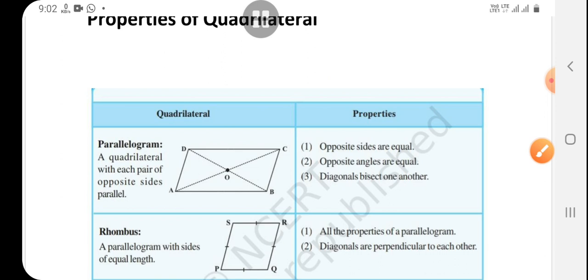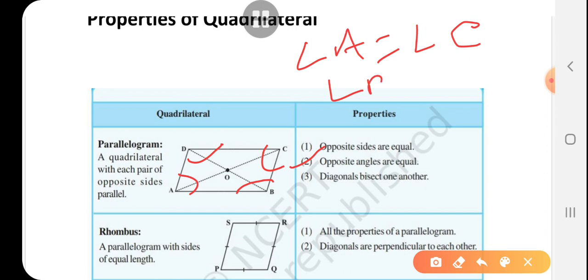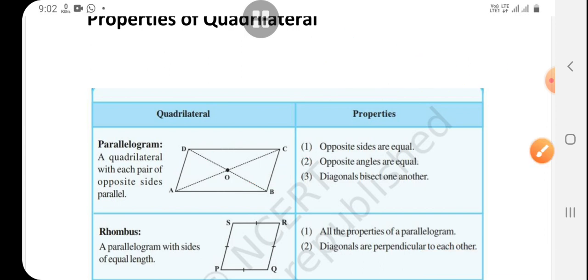The second is opposite angles are equal, as the opposite of angle A will be angle C. So angle A is equal to angle C. Similarly, the opposite angle of B will be angle D. So angle B will be equal to angle D. This is the second property.